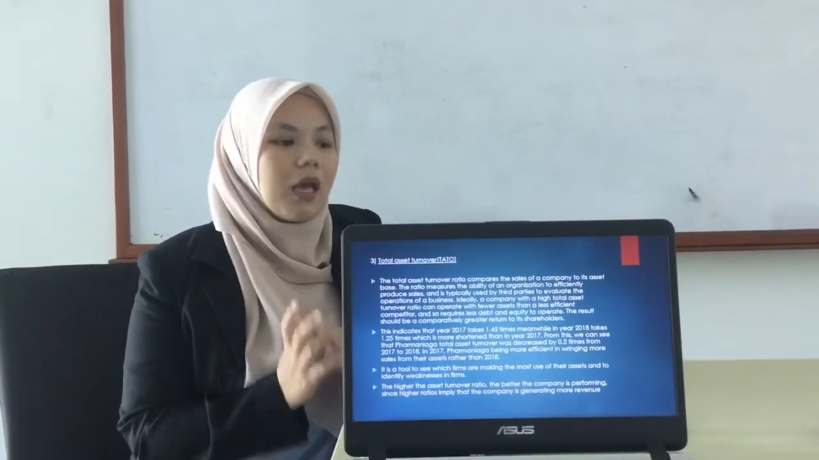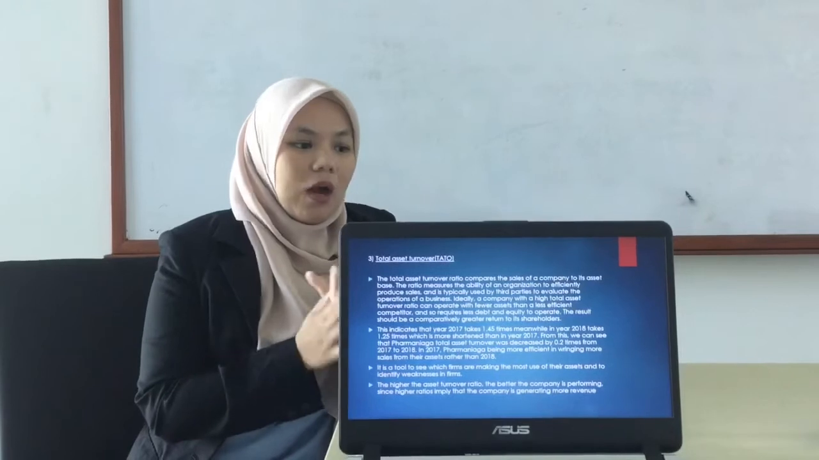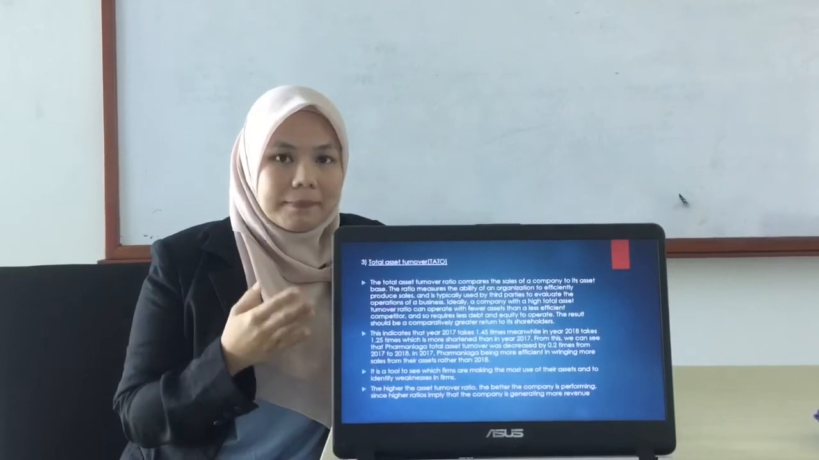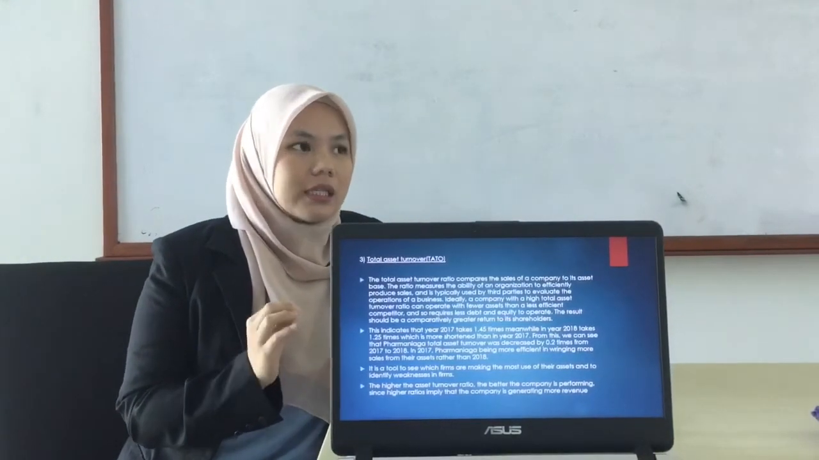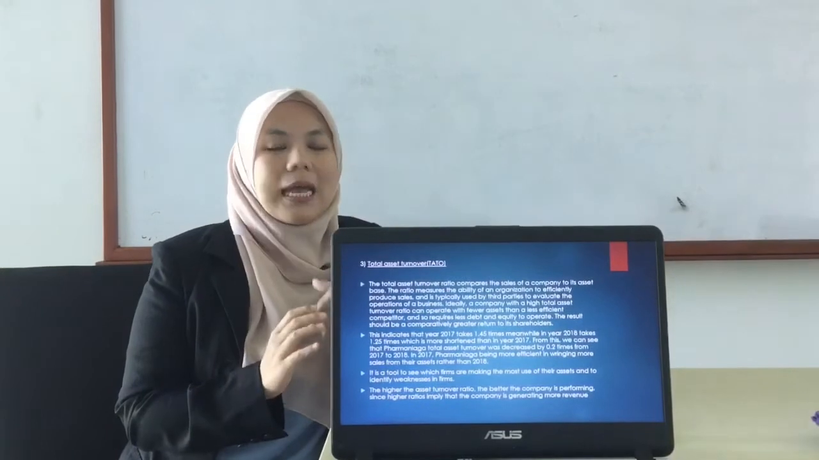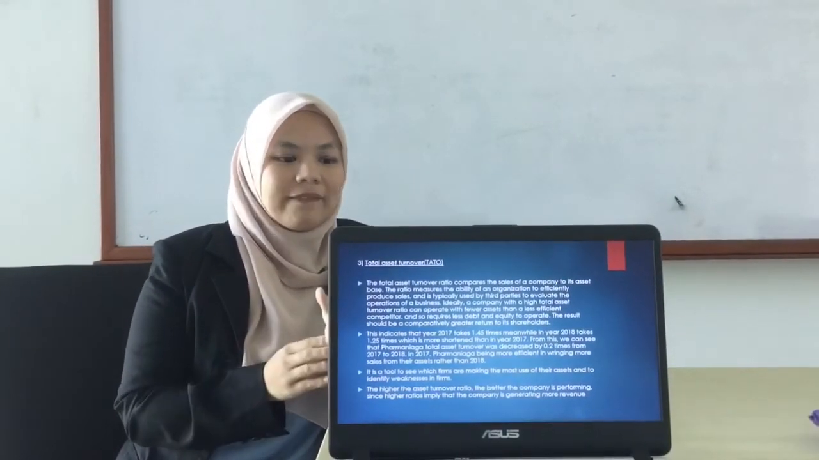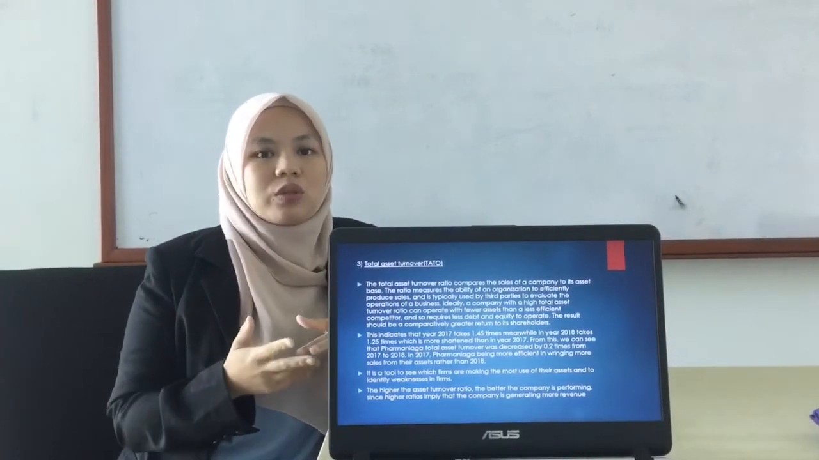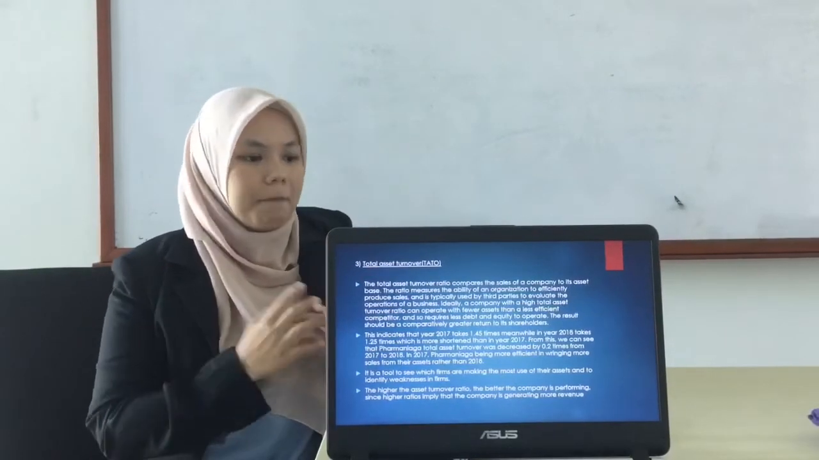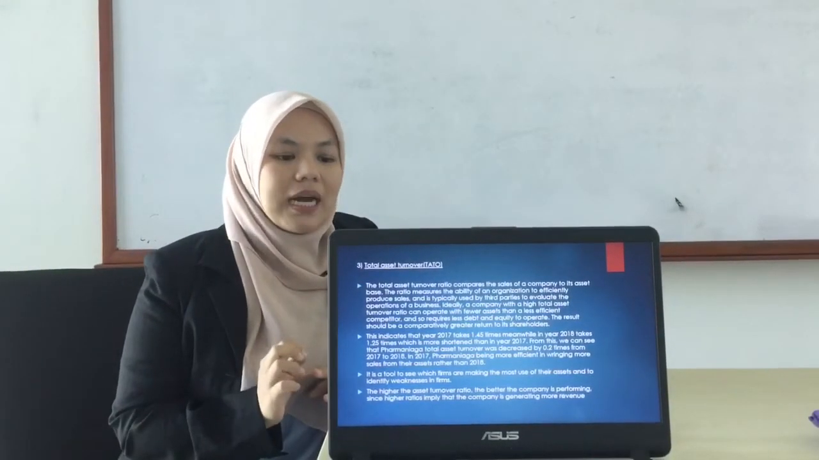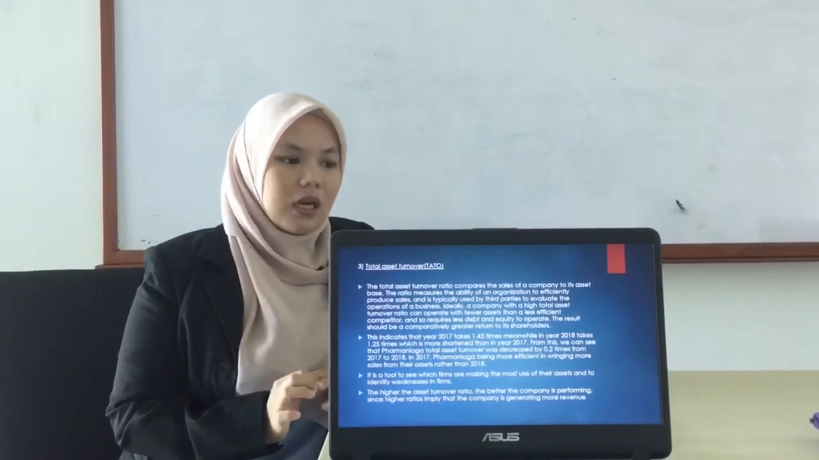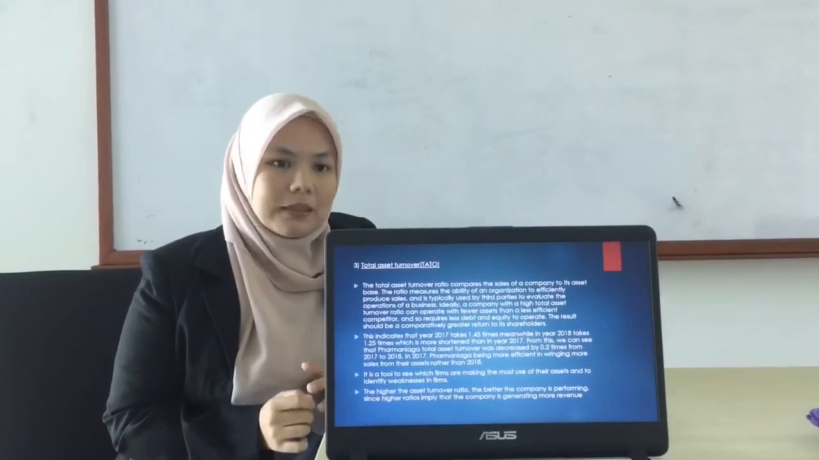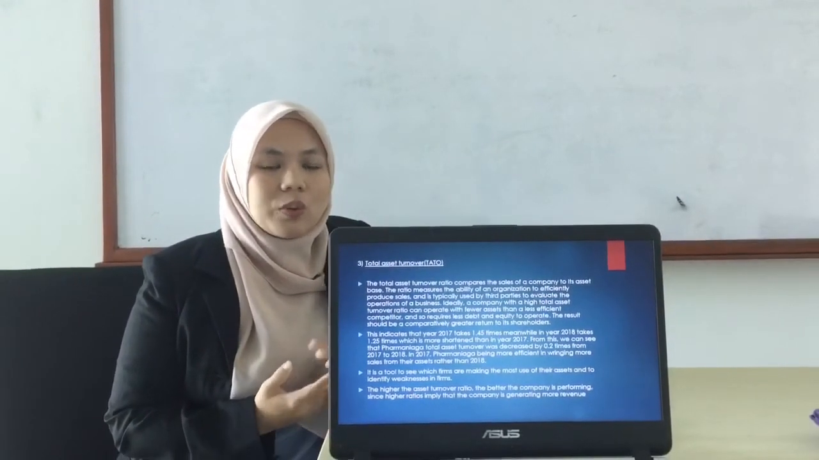Next, thirdly, total asset turnover, TATO. TATO can be defined as a ratio that compares the sales of a company to its asset base. The ratio measures the ability of an organization to efficiently produce sales, and it is typically used by third parties to evaluate the operation of a business. Ideally, a company with a high total asset turnover ratio can operate with fewer assets than a less efficient competitor, and so requires less debt and equity to operate.